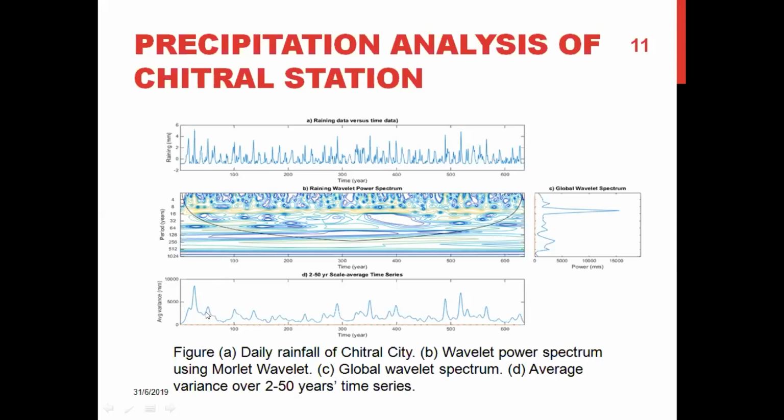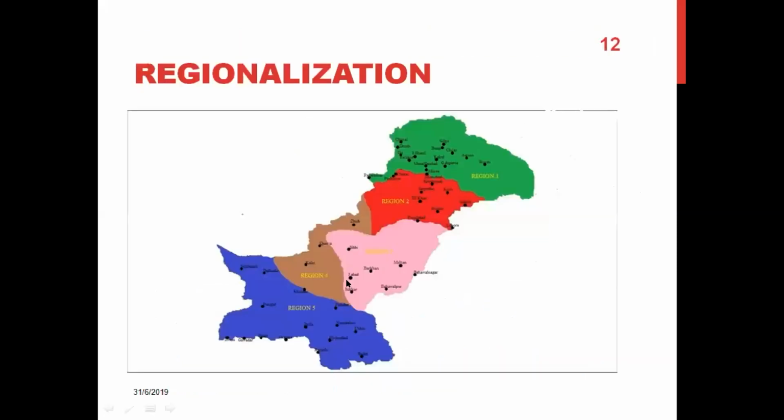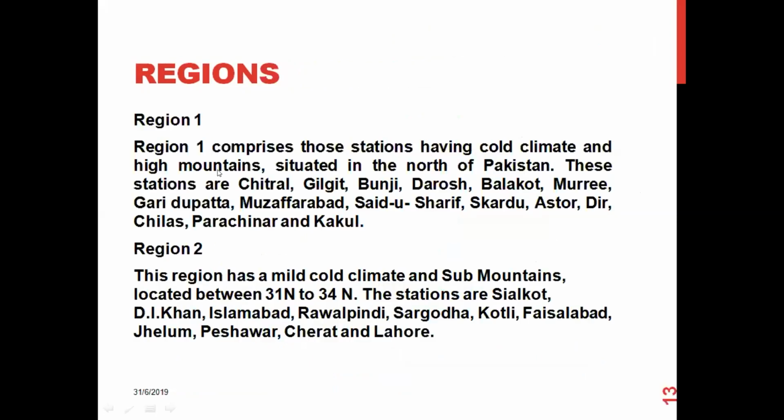This is the average variance over 2 to 50 years of time series data. We divide Pakistan into 5 regions: region 1, region 2, region 3, region 4, region 5. Region 1 comprises those stations having cold climate and high mountains situated in the north of Pakistan. These stations are Chitral, Gilgit, Panji, Darosh, Balakot, Murree, Gari Dupatta, and Muzaffarabad, as given in the reference.